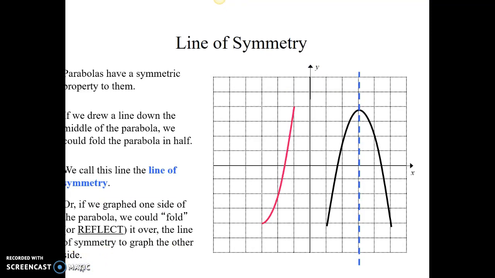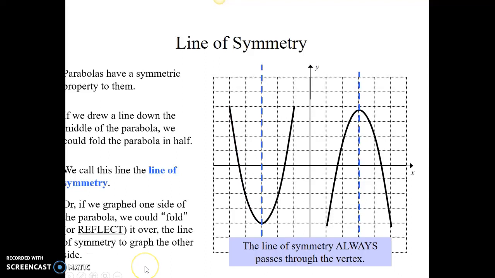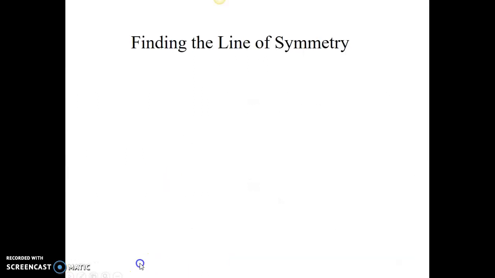Or if we graphed one side of the parabola, we could fold or reflect it over the line of symmetry to graph the other side. The line of symmetry always passes through the vertex.